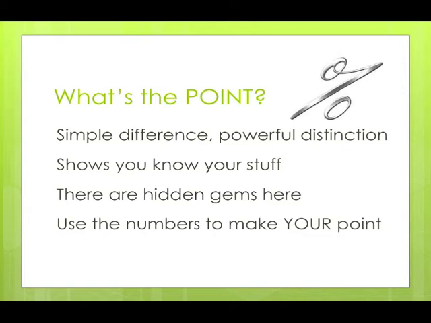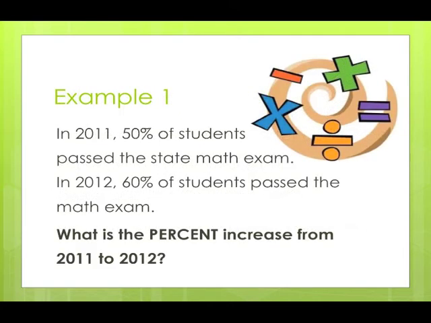I would love to give you an example of this. Let's think about students passing a state math exam. This is something in education that's very important, right? And you can think of whatever area is important in your field. But for this example, we're going to use passing the math test. So in 2011, let's just say 50% of students passed the math exam. Then one year later, in 2012, 60% of students passed the math exam.